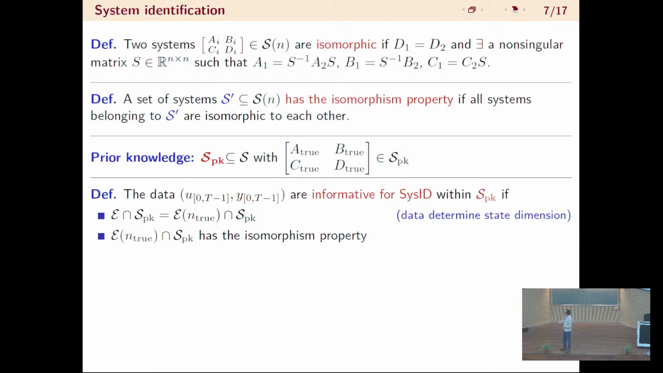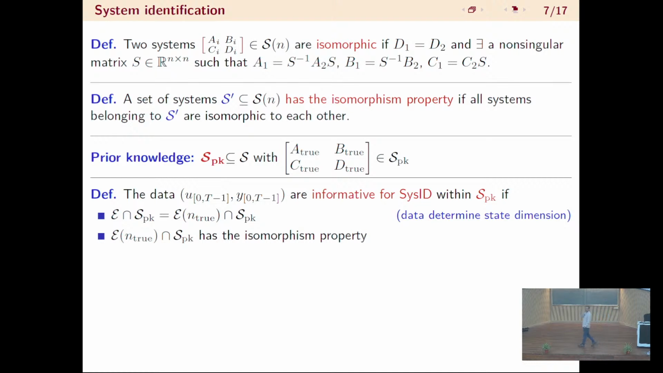To begin with, the data need to determine the state space dimension. And secondly, all explaining systems with n true states must have the isomorphism property. They must be all isomorphic, because if I have two systems with n true states that are not isomorphic, then again I cannot say which one is the true system. But if these two conditions are satisfied, then I can identify the system.